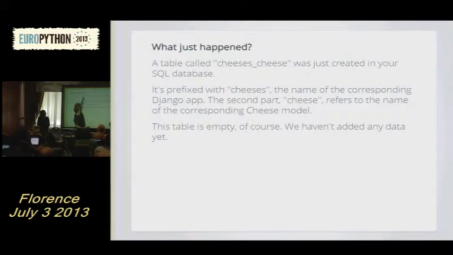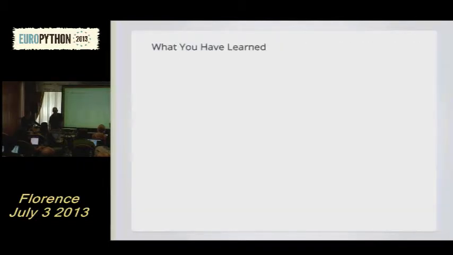So this is the app, and then this is the model that's created, and Django does this so it's easy for you to identify. If you open up your database shell or your database GUI, it's easy to identify tables. If I had a model in there called fries, like cheese fries, that's an American thing, it would be cheeses_fries. So that's the pattern that it follows. And the database is empty.